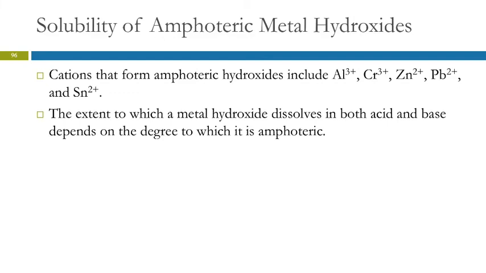There are several cations that can do this: aluminum, chromium 3, zinc, lead 2, and tin 2. So they form amphoteric hydroxides. They're hydroxides. They can act as a base, but they can also act as an acid. The extent to which a metal hydroxide can dissolve in both acid and base depends on the degree to which it is amphoteric.